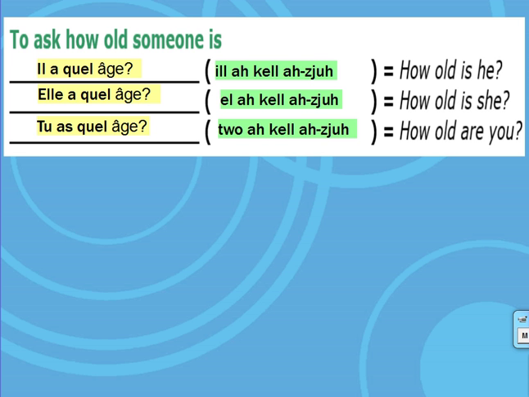If that somebody else is a boy and you want to know how old is he, you would ask in French, il a quel âge? If you want to know how old a girl is, you'd ask how old is she, which is elle a quel âge? And if somebody is talking directly to you and they want to know how old you personally are, they'll ask you how old are you, which in French is tu as quel âge?